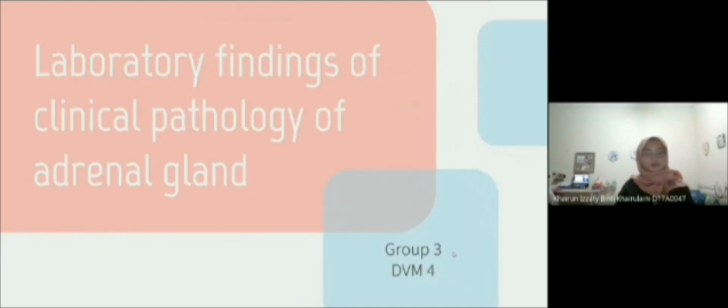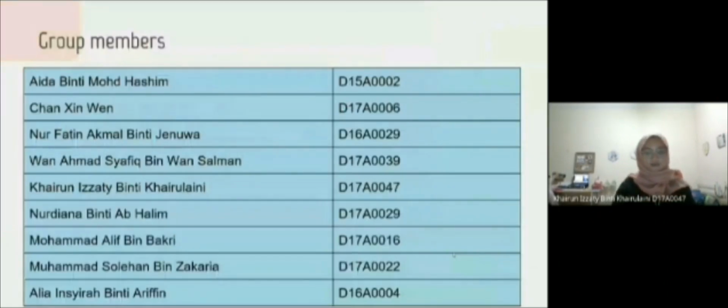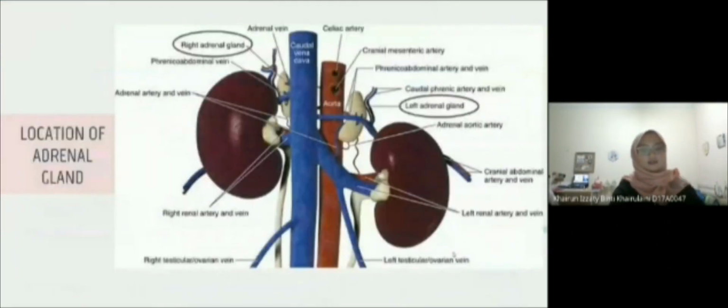We are from Group 3 going to present about laboratory findings of clinical pathology of adrenal glands. These are the group members. Now let's get started. I will talk about locations and anatomy of adrenal glands.